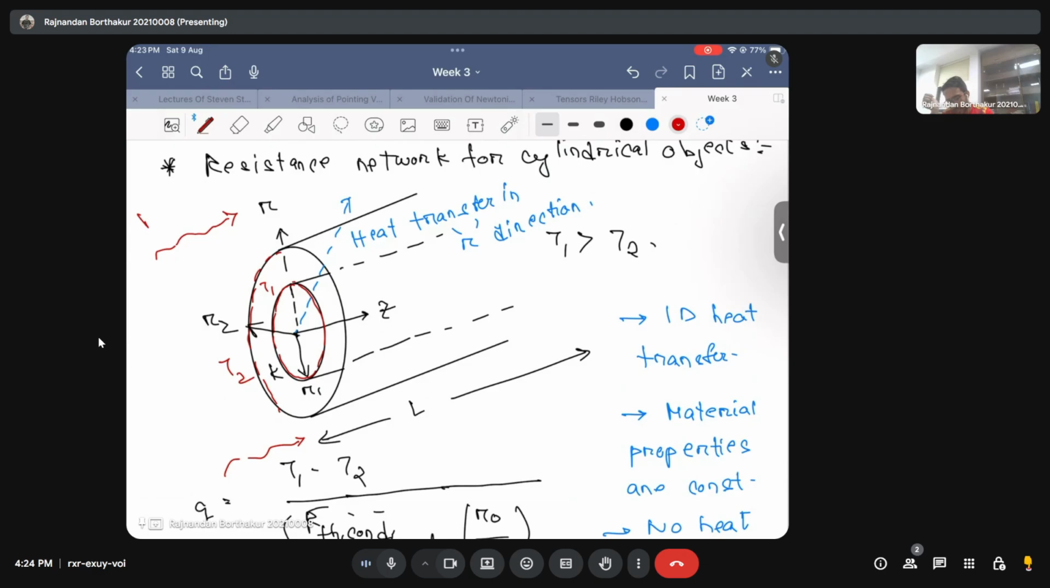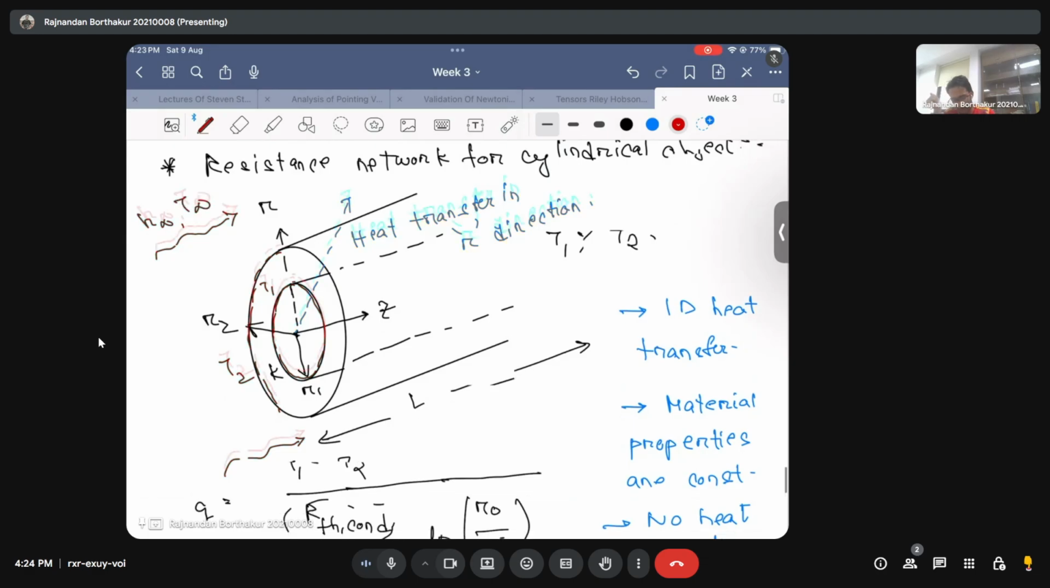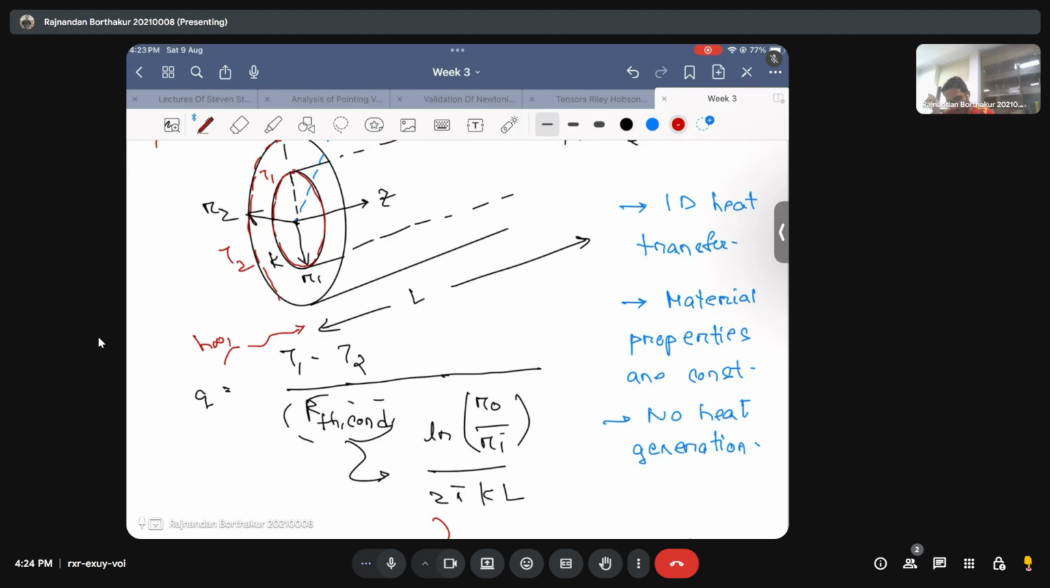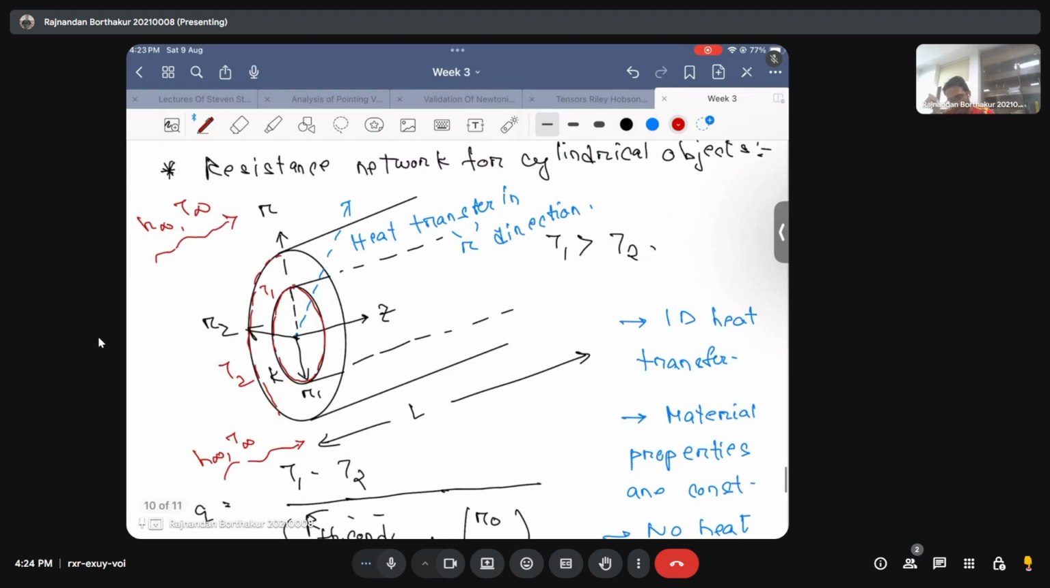I call it, let's say, H infinity, which is the heat transfer coefficient of the ambient air, and the temperature of the ambient air is T infinity. So this means that the air is flowing at H infinity and T infinity from the outer surface of the cylinder. That means you are cooling the cylinder using cool air which is at temperature T infinity with a heat transfer coefficient H infinity.